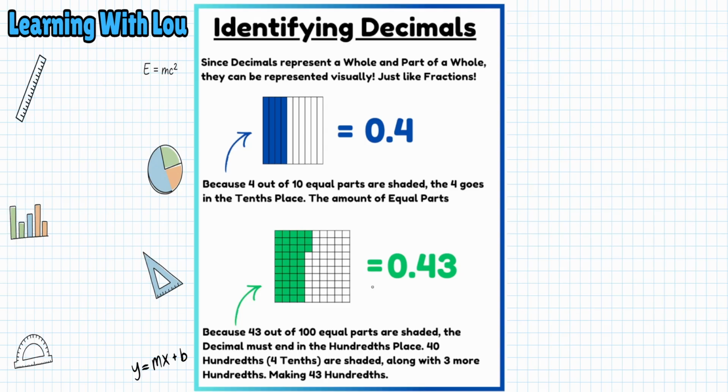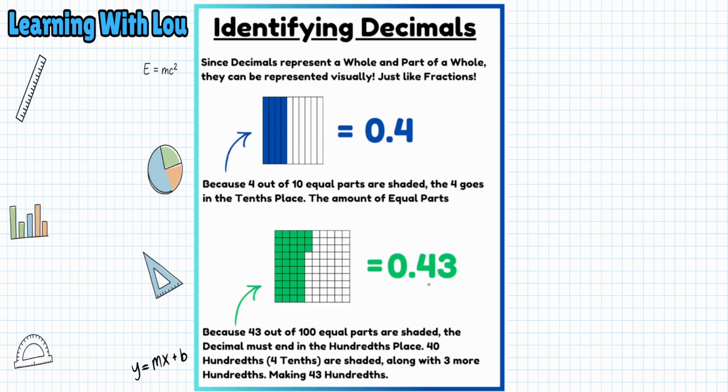But as you can see underneath it, the further you go down decimal place value, the more equal parts you're talking about. Up here, this blue one, 0.4, this 4 is in the tenths place, so we're only talking about 10 equal parts and 4 of them being shaded in. Down here, we have 43 hundredths. Our 3 ends up in the hundredths place. So that means we have 43 out of 100 shaded in.